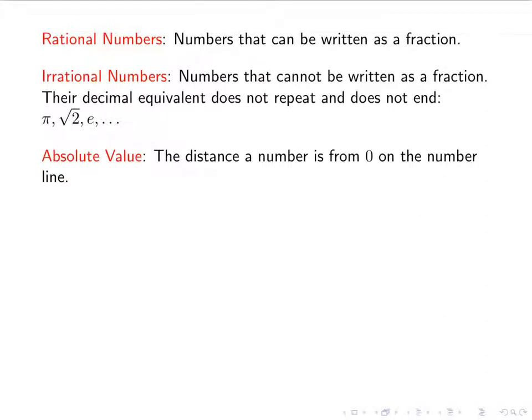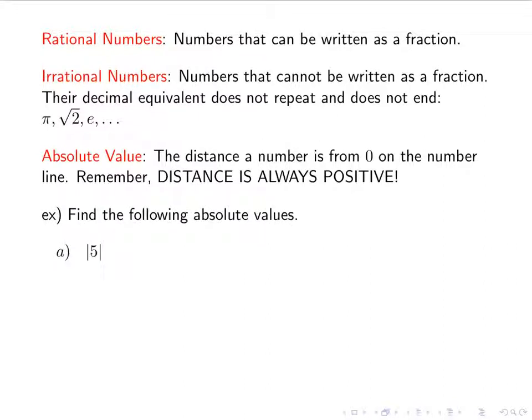And the last terminology we're going to look at, the last term, is absolute value. The absolute value is the distance a number is from 0 on the number line. Remember that distance is something that's always either 0 or positive. So if you're looking at the absolute value of 0, it's 0, but the absolute value of any other number is positive. So we'll do some examples of that.